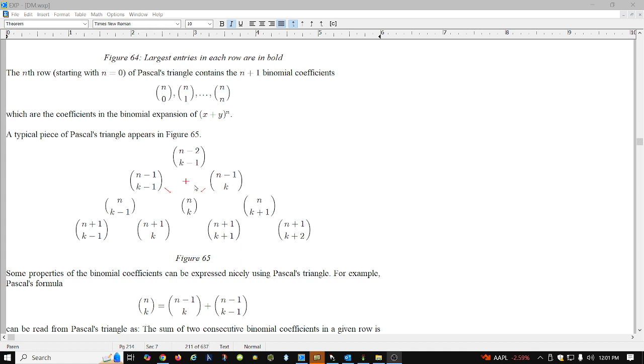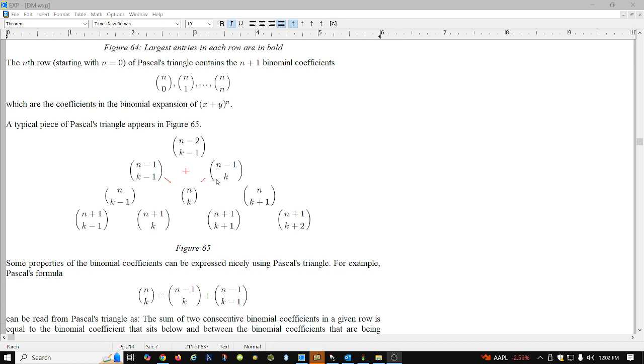Pascal's formula can be seen here, and I've drawn a couple of arrows and a plus sign in red. This is Pascal's formula. It says that if you add two adjacent binomial coefficients in the same row, you will get the same as the binomial coefficient in the next row down that sits in between these two. So maybe that'll help remember the formula. I don't know.